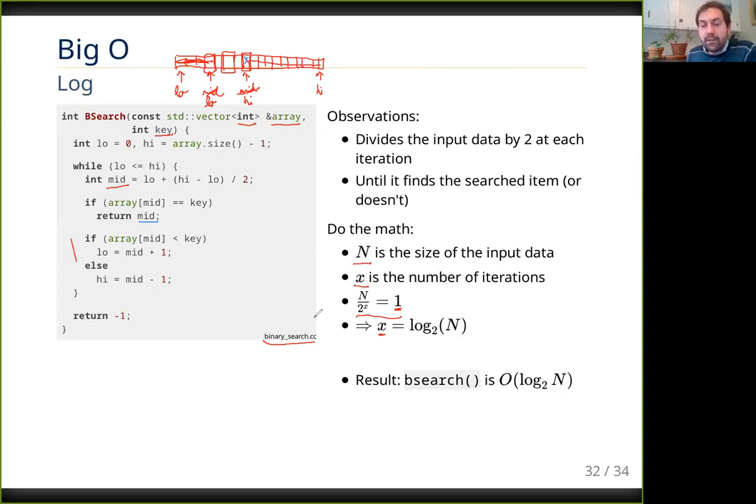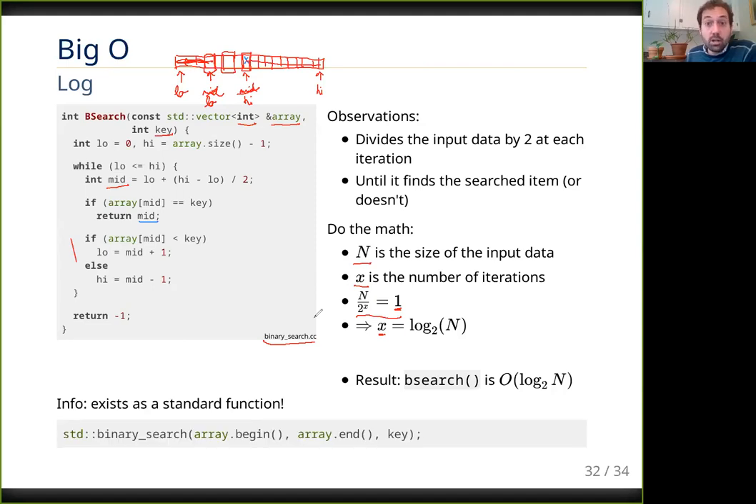And FYI, for this first assignment, I'm obviously asking you to write this function from scratch. But later in life, if you are in a situation where you want to write a C++ program and you want to use binary search, just know that it does already exist as a standard function. So if you have an array that's already sorted and you try to find a certain key in it, you can call binary search directly, which is part of the standard library.